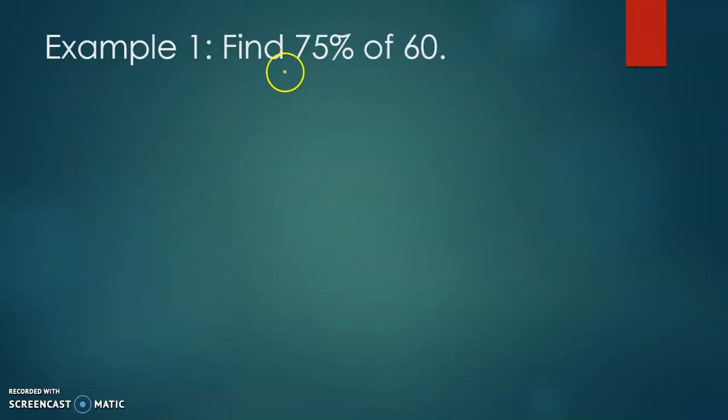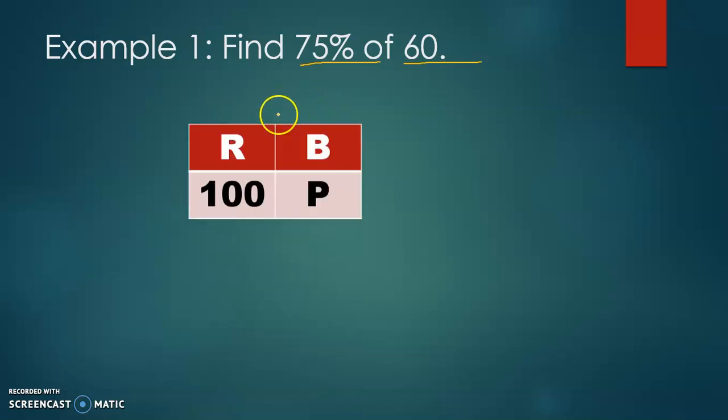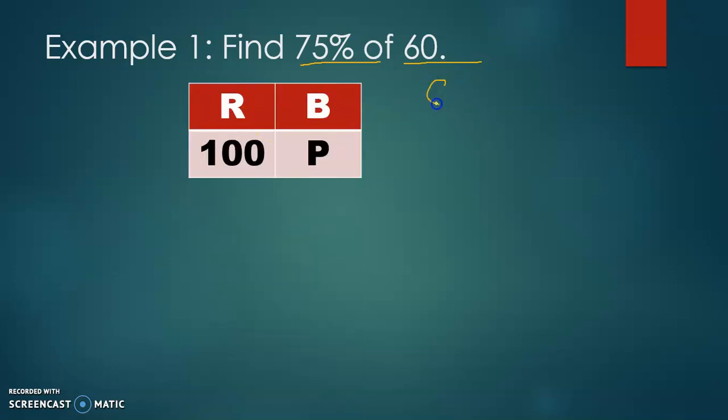Example number 1. Find the 75% of 60. Ngayon ay gamitin natin ang isang paraan. Ito ay innovation ng ratio and proportion to solve percent problems. Ito ay tinawag naming Cavendish square. That is Cavendish square.